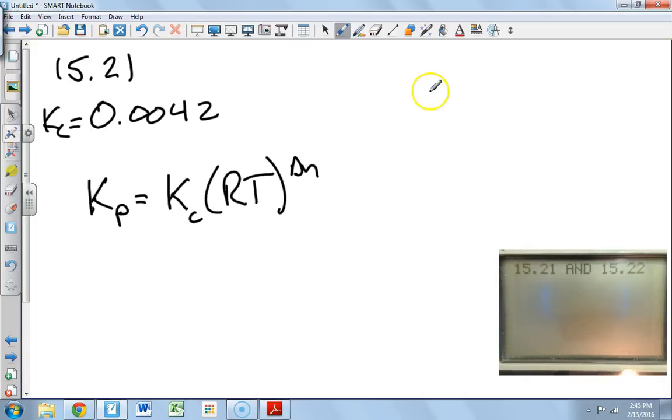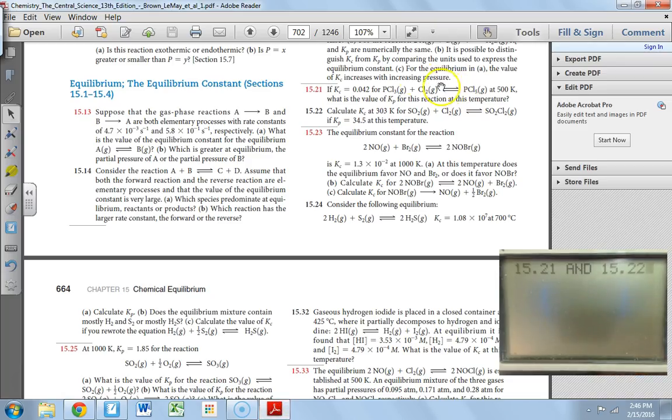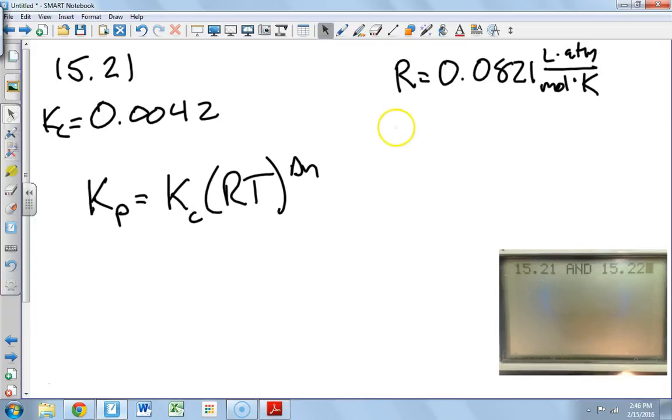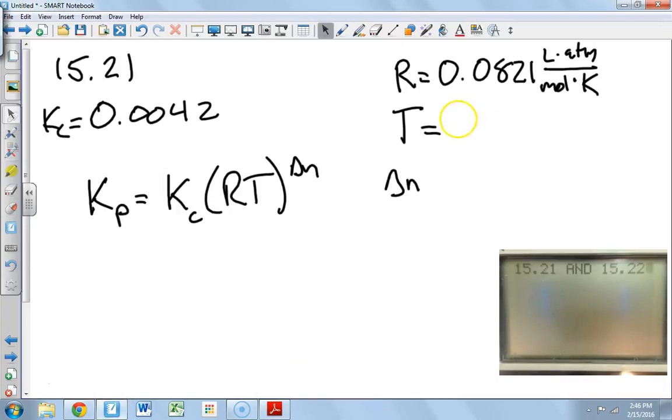Now that formula is going to be given to you, but we know that R is the universal gas constant, which is 0.0821 liter atmosphere per mole K. Now the question asks us to calculate Kp from Kc. The only thing we need to know on top of this is the temperature and delta n. The temperature is given to us right here in the problem. That's 500 Kelvin.